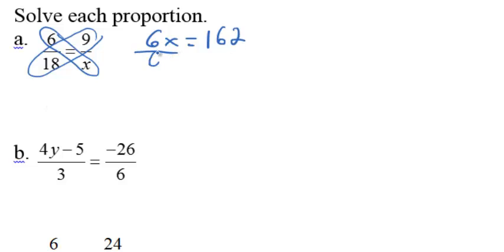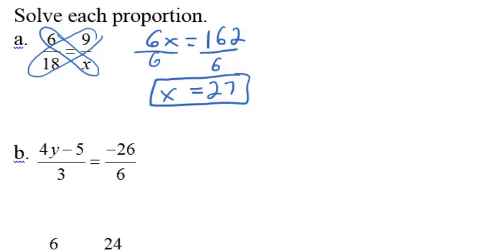Then I can just solve this, divide both sides by 6. So therefore, x is equal to 27. Okay? Next, we can solve this one, cross multiply.